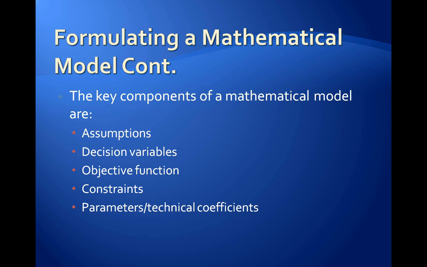Then parameters and technical coefficients. For example, if I am in the business of producing or assembling a computer, each computer might take me about 20 minutes to assemble. That's a technical coefficient or a parameter: each unit consumes so much of a particular resource.